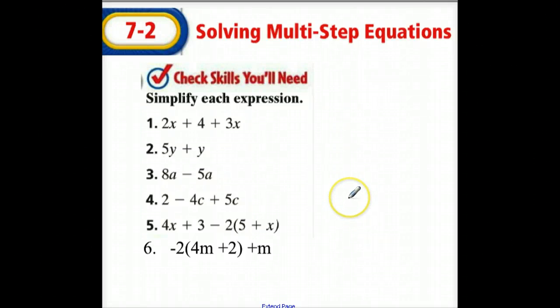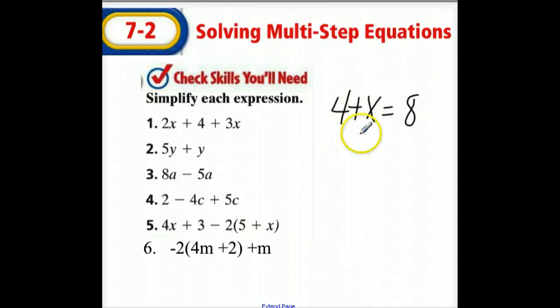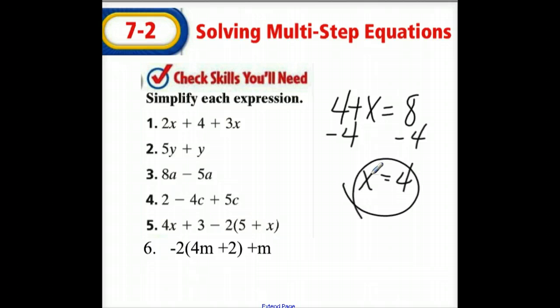Lesson 7-2, solving multi-step equations. All right, so we know how to solve a one-step equation. For example, 4 plus x equals 8. I just want to undo the addition because I want x all by itself. So I'm going to subtract 4 from each side. X equals 4 is my answer.